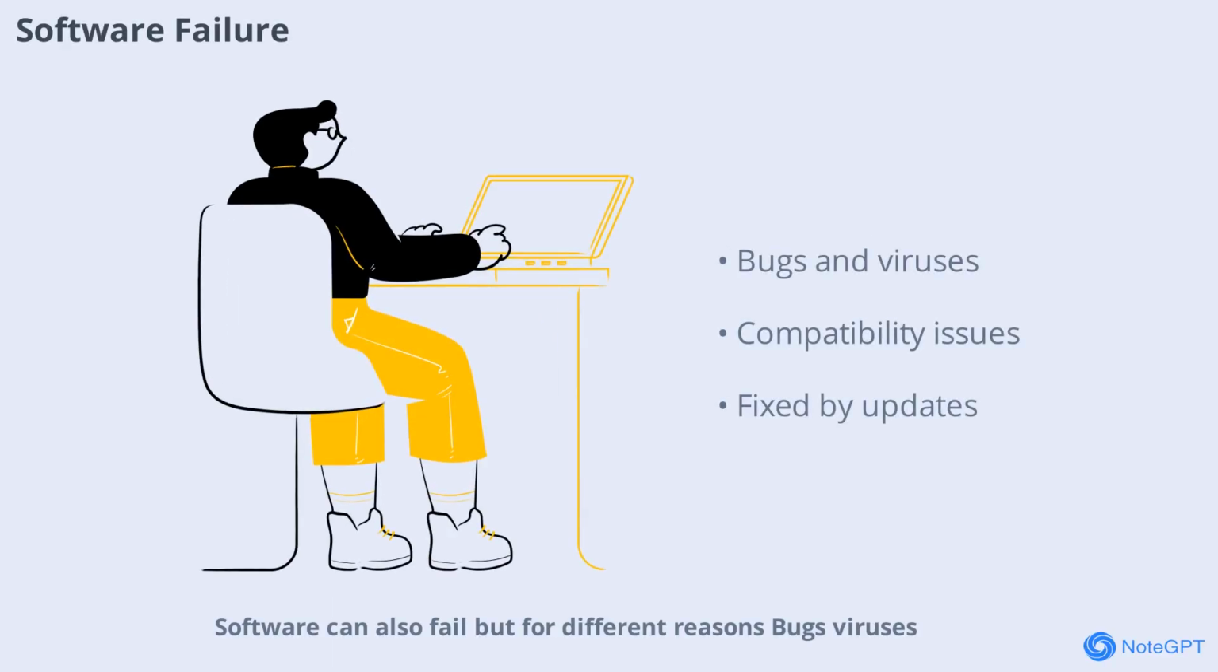Software can also fail, but for different reasons. Bugs, viruses, or compatibility issues can cause programs to crash or behave unexpectedly. Unlike hardware, software problems are usually fixed by updates, patches, or reinstalling the program. Good security practices and regular updates help prevent most software failures.